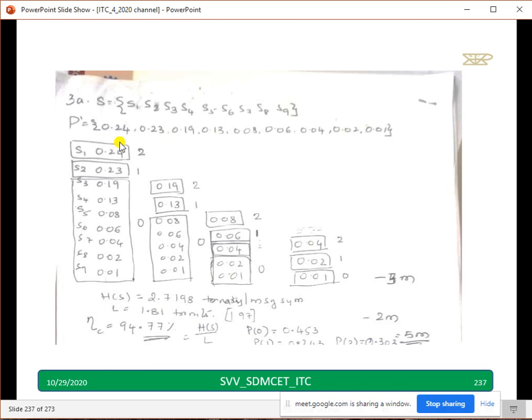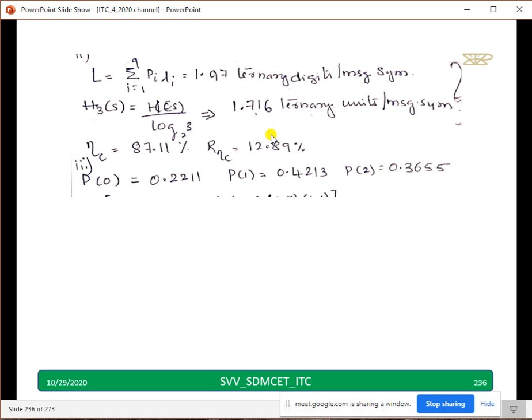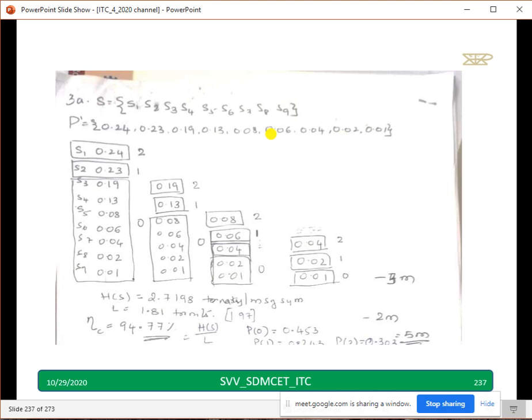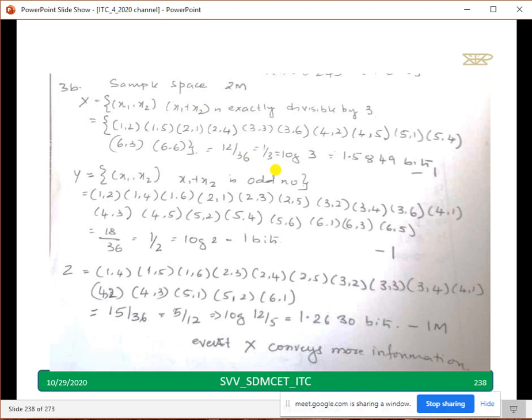Some students got it like this, and they got 94.77 as the answer. Those who got 94.77 get full marks, and those who wrote this got fewer marks. This is the only difference from your expectations. This is the only change. Most of the remaining things we have discussed, and this is also in the textbook. Most of them have written it correctly, and this is an open book test.